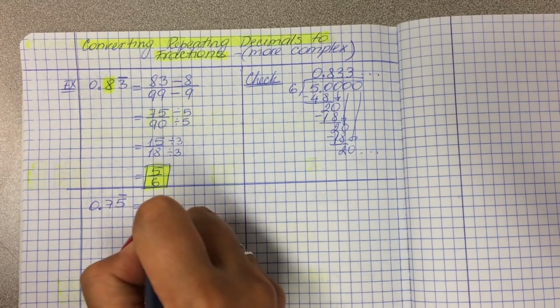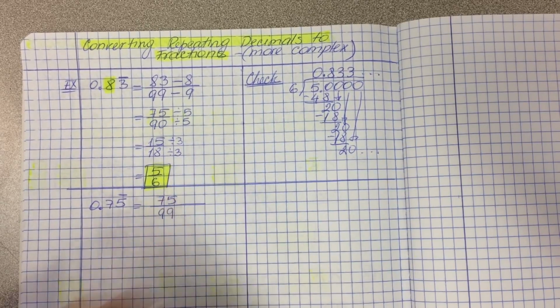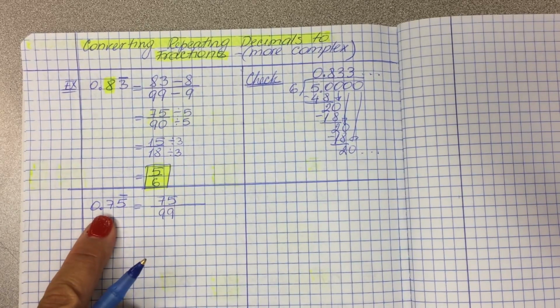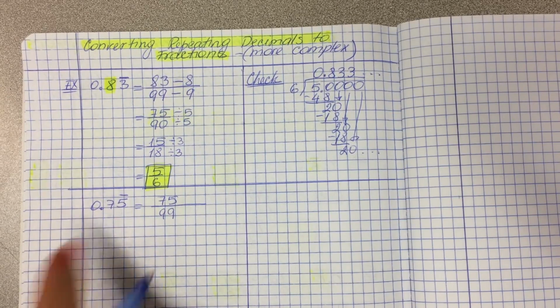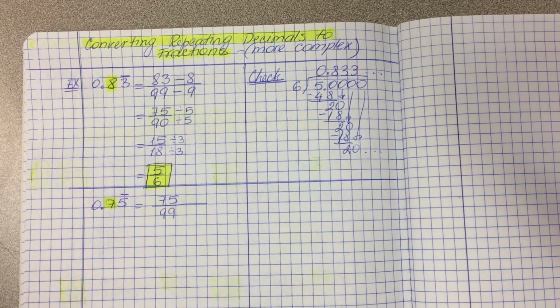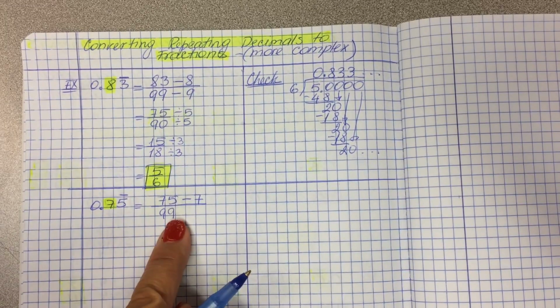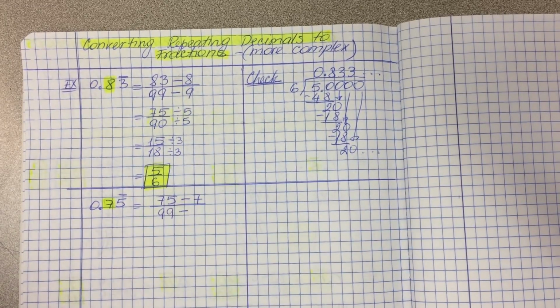To start, you want to have 75 over 99. Now, we have one non-repetitive digit, which on the numerator we subtract 7. On the denominator, we subtract 9.